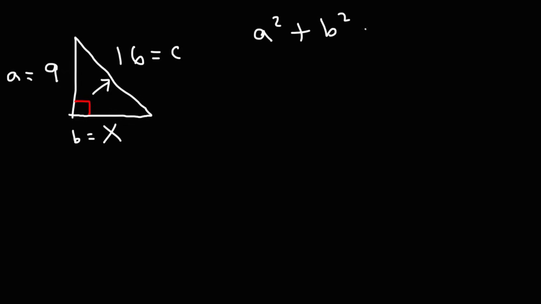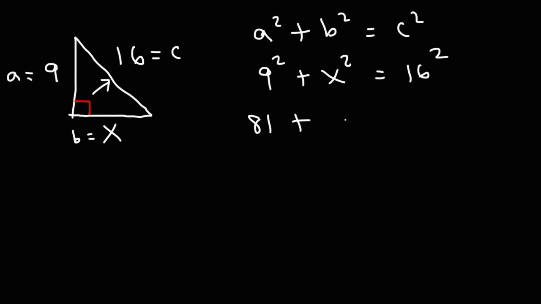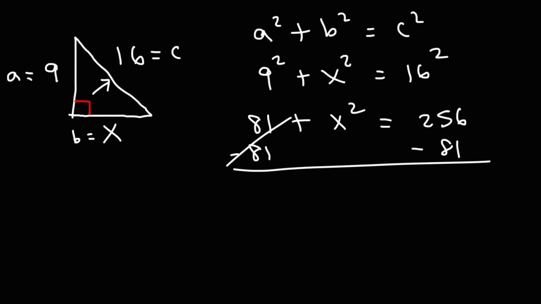So let's begin by writing the formula. A squared plus B squared is equal to C squared. So replacing A with 9, B with X, and C with 16, this is what we now have. 9 squared, that's 9 times 9, that's 81. 16 times 16, that's 256. Subtracting both sides by 81, we have 256 minus 81, which is 175. And just like before, we're going to take the square root of both sides.